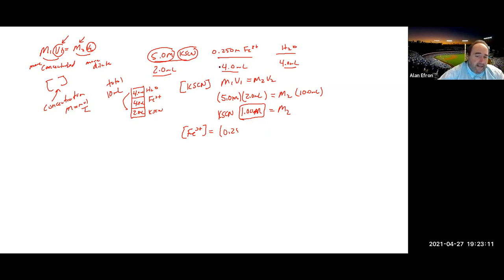The volume that I used to make this test tube was 4 milliliters. And I'll do these guys instead of equals. On the other side, I want to know what my new concentration would be. Again, my iron is in the same test tube that has the same total volume of 10 milliliters. So again, if I take 0.25 times 4 divided by 10, my concentration of my iron in that test tube is no longer 0.25 molar.